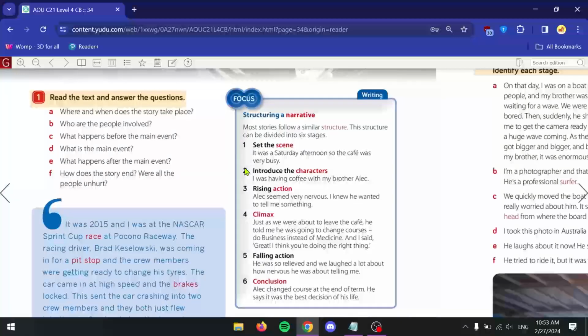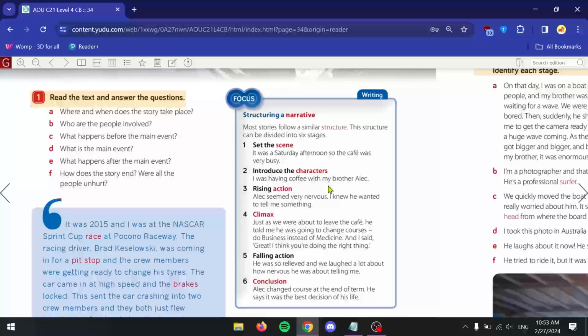It was a Saturday afternoon, so the cafe was very busy. Setting the scene is you giving the reader something to imagine the environment of, or where this story or whatever you're writing takes place. So in this case, it is a cafe that is very busy because it's a Saturday afternoon. Again, this gives me a very good picture of what is going on already.